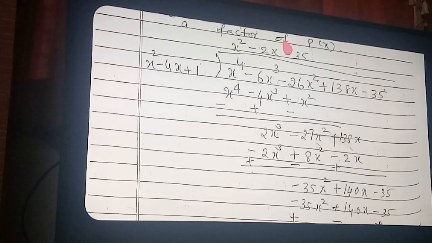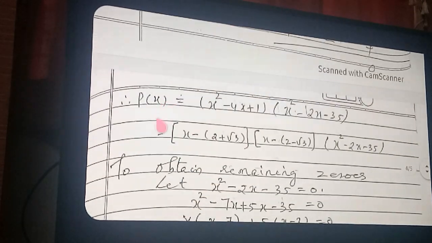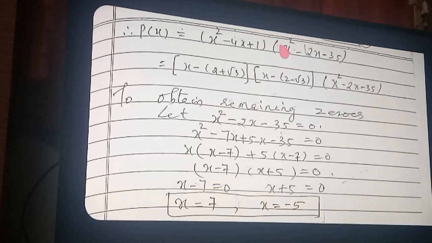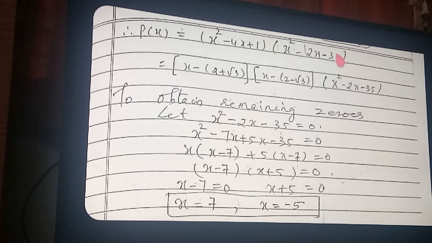Now your question is to find the other zeros. So we have to find the other zeros from this polynomial, because this polynomial's factors you already know. Clear? So next, move to the next page. See here. P of x is equal to x square minus 4x plus 1 into x square minus 2x minus 35. This polynomial is the product of these two factors. Therefore, the next factor is x square minus 2x minus 35. So how to get the remaining zeros? The remaining zeros you will get from this polynomial.